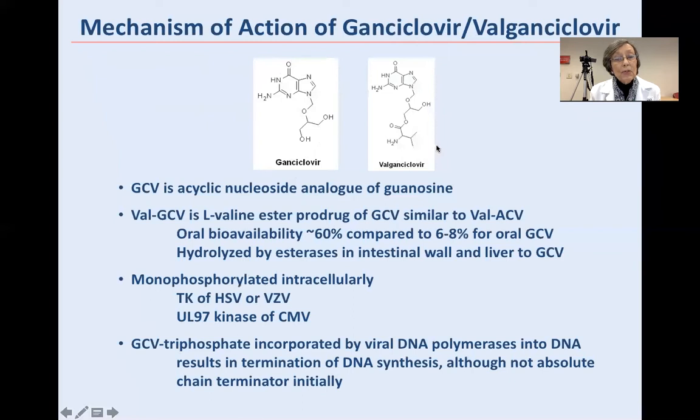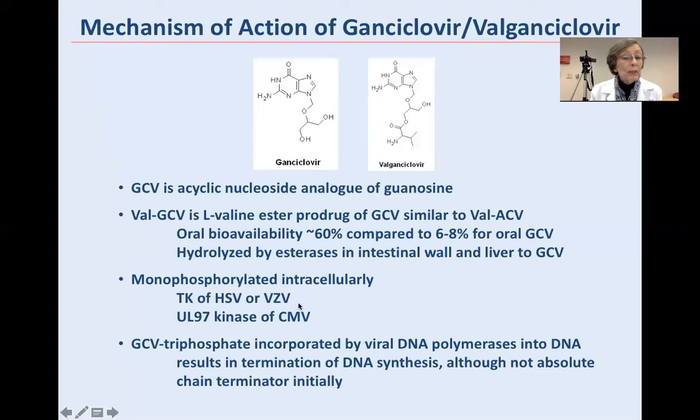Valganciclovir is the valine ester, similar to what we saw with valacyclovir. Again, its bioavailability is much higher than the regular oral ganciclovir. It's hydrolyzed by esterases in the intestinal wall and the liver to yield ganciclovir, which is going to be our drug that's going to be metabolized. It is monophosphorylated intracellularly by the TK in HSV or VZV.